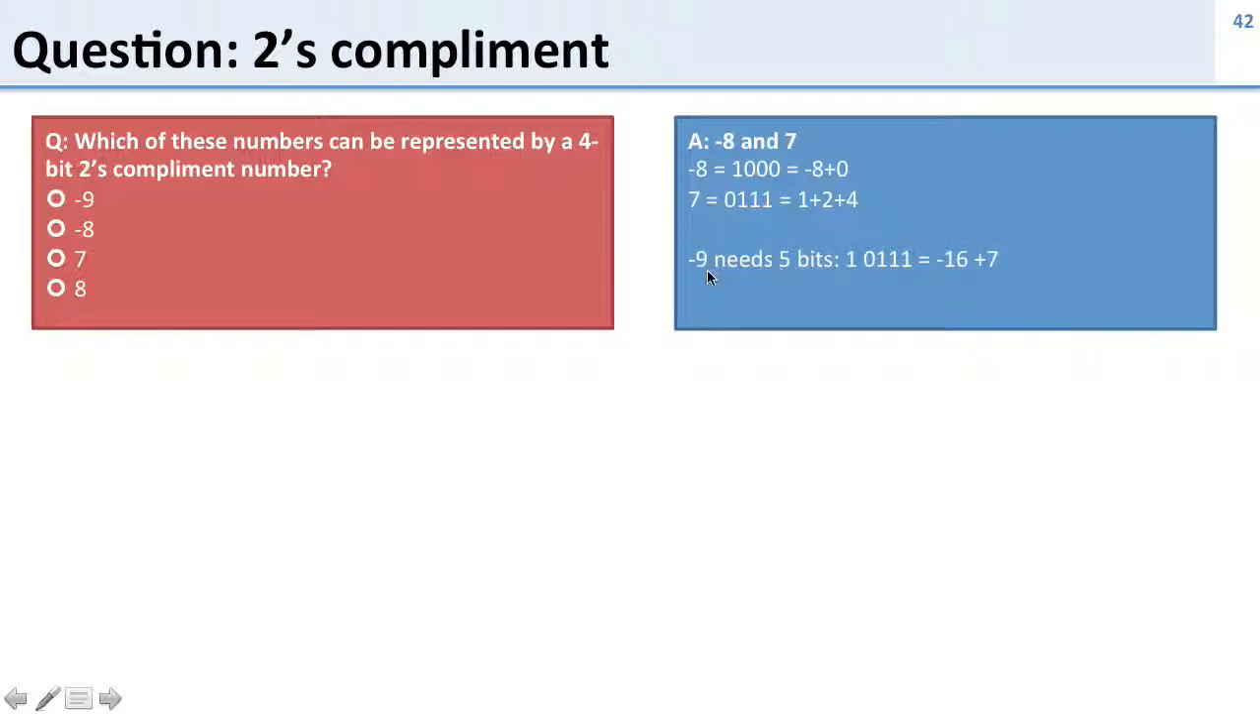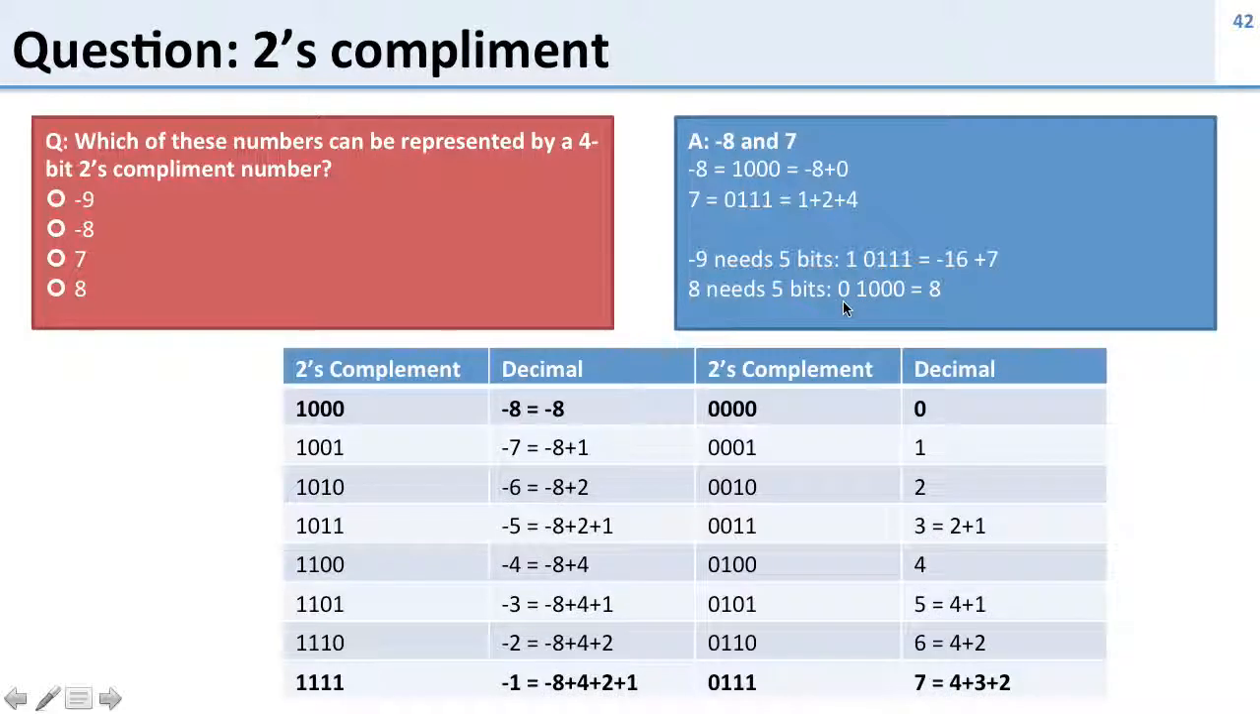If we look at the other numbers, -9 needs 5 bits. So it's 1, 0, 1, 1, 1. This is -16 plus 7. And 8 also needs 5 bits in 2's complement, because we need a 0 and then a 1, 0, 0, 0 if we want that 8 to be positive. Because remember, the first bit in 2's complement is always negative. So here was the table we had before, which shows you how that works.